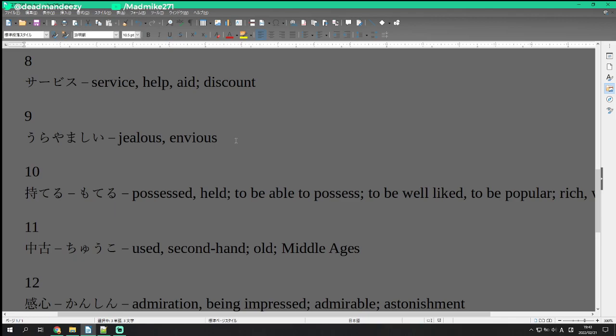Number 8 is sabisu. Sabisu is service, help, aid, or a discount. Pretty much any way that Americans use service, the Japanese also use service in the same kind of many and varied way. Either a service is something that someone is giving you, or there are services in the hotel, fax machines and the like. Sabisu. It's all sabisu, service.